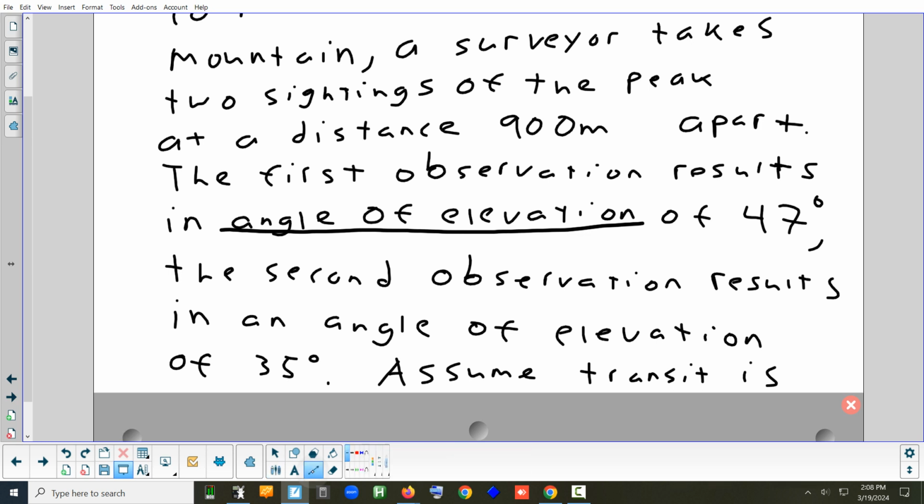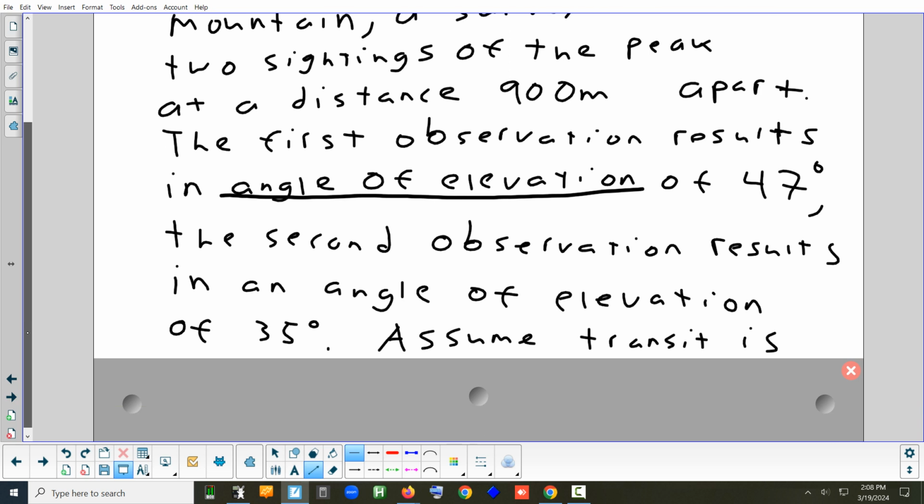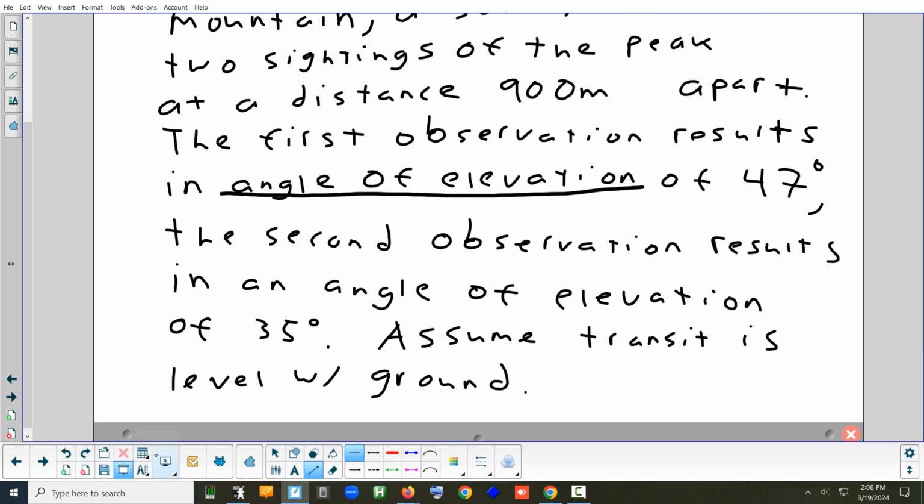Now, in reality, the transit would be on a tripod, probably 5 or 6 feet off the ground. We're going to assume that the transit is on the ground. It's not like I'm pointing a laser from the top of the mountain. That would mess up our answer by the height of the tripod, but that's all it would do. In terms of measuring the height of a mountain, it's not a huge deal. It just makes our problem a little simpler.